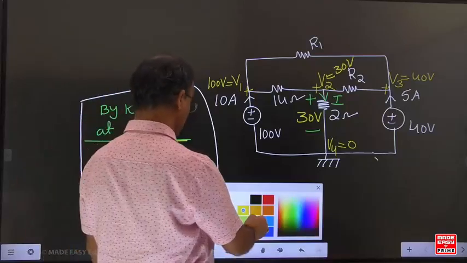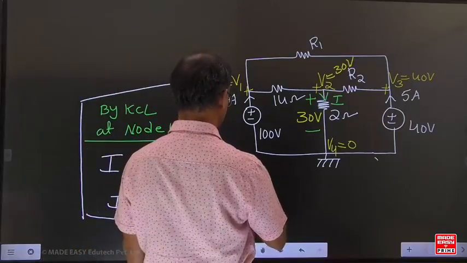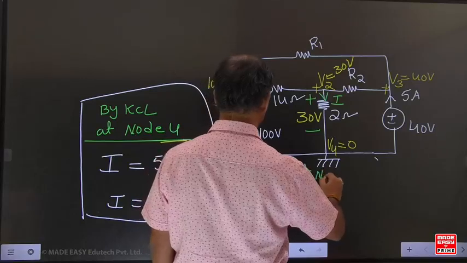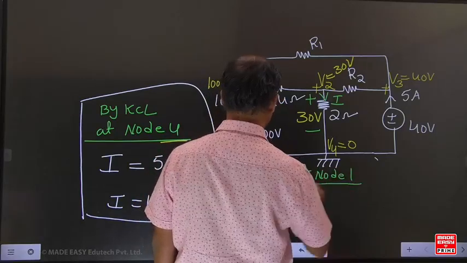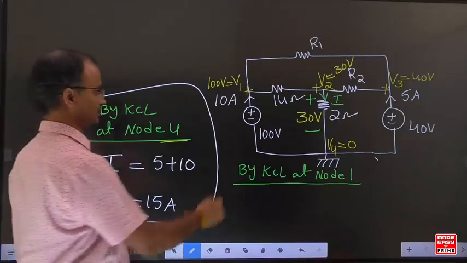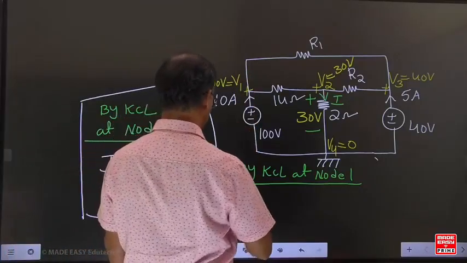Thereafter, can you apply KCL at node 1? By KCL at node 1. Node 1 देखो जी. In this example, the 10 amperes is the incoming current.